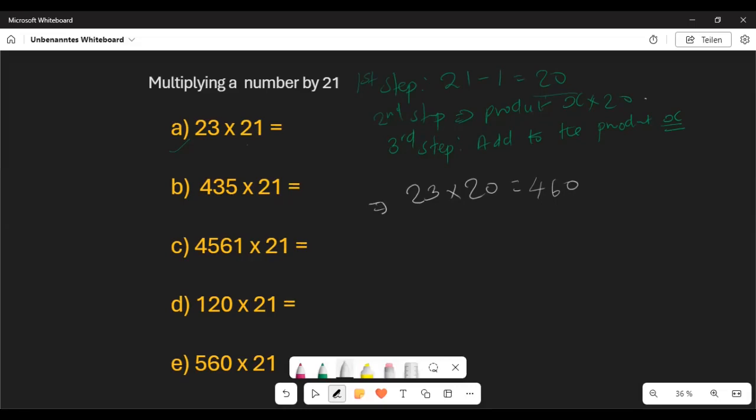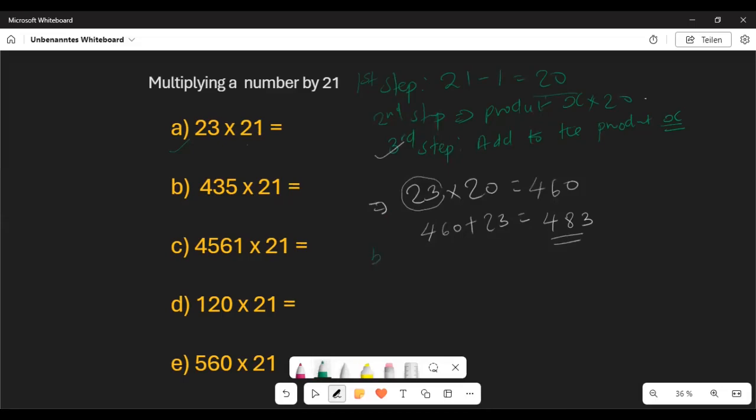Now, the next thing is the third step. We have x, which was 23, and that is what we're going to add. Now we have 460 plus 23. Okay, that's the only thing you need to do. So here we have 483. So in one line, you can do everything, whatever we are talking about here, which is the thought process, would be done in one line.